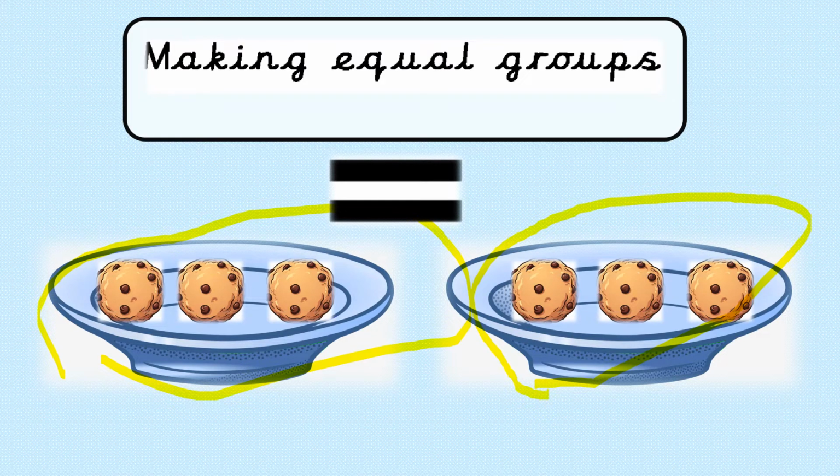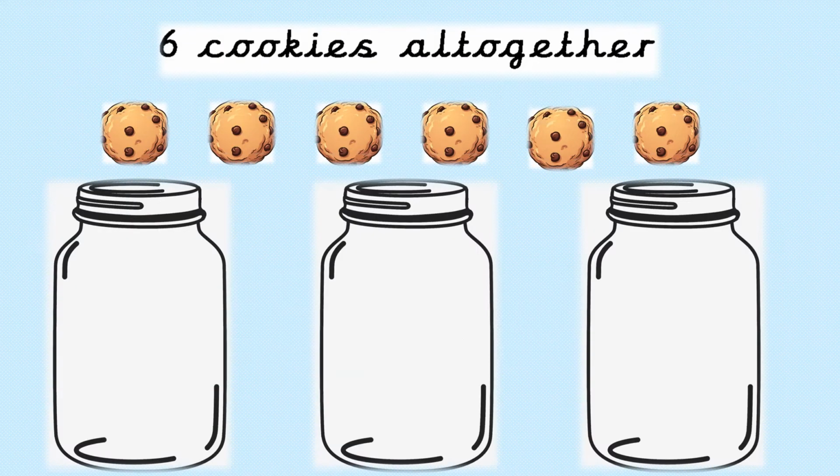Two groups. Are both of these groups equal? Yes, that's right, they are. They both have 3 in each group. So we could say that these are 2 equal groups and each group has 3. So it's 2 equal groups of 3. Okay, how many cookies do I have? I'm going to count them by 2s. 2, 2 more is 4, 2 more is 6. Altogether, I have 6 cookies.